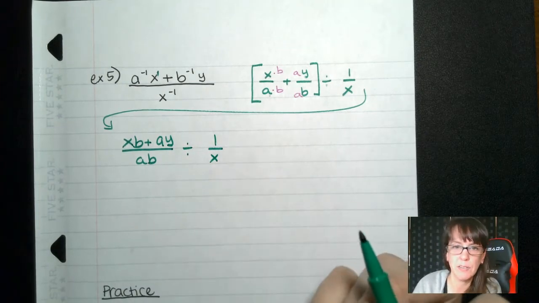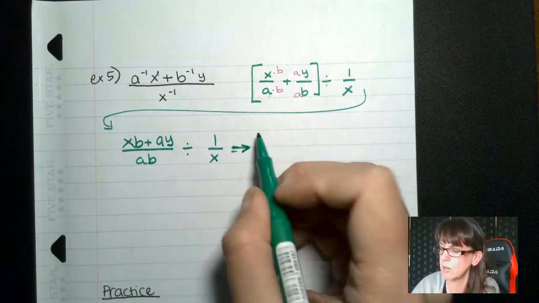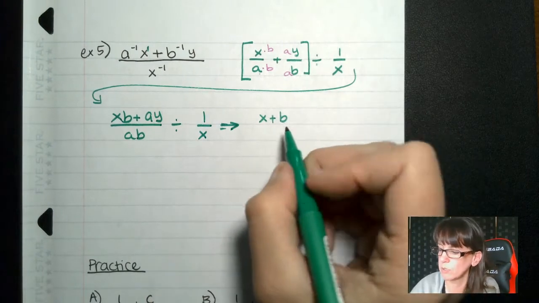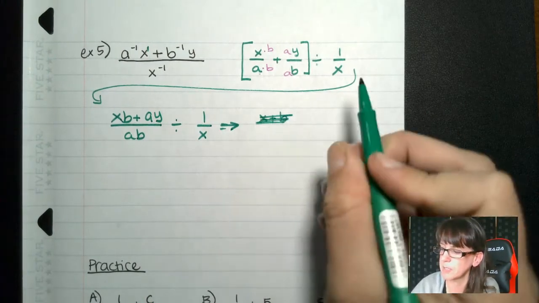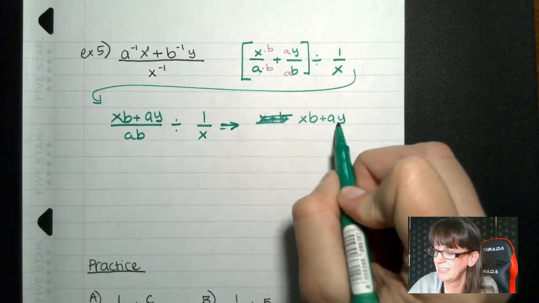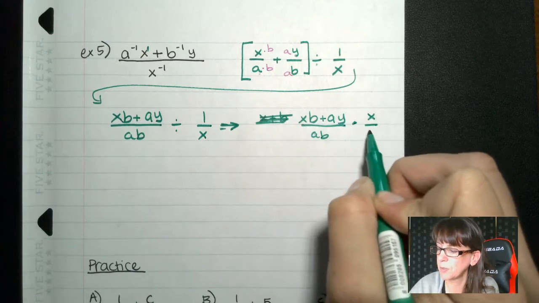Now remember, we don't divide fractions, we multiply by the reciprocal. So I guess I shouldn't say equals, I should draw an arrow, because we're not solving, we're simplifying. Oh, look, I already messed it up because I was talking too much. xb plus ay over ab times x over 1.